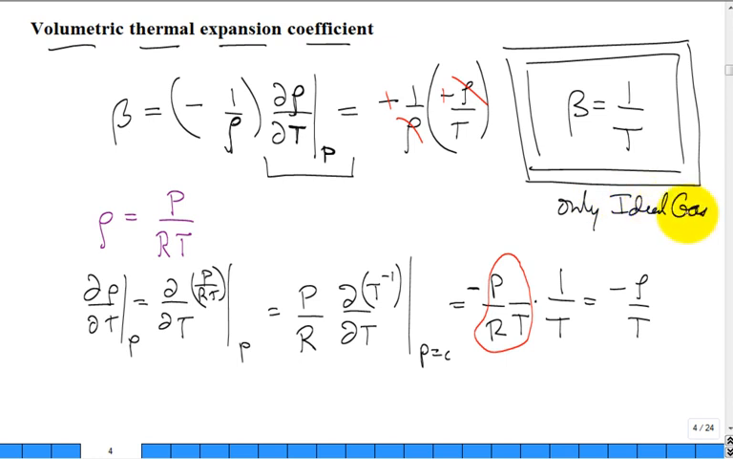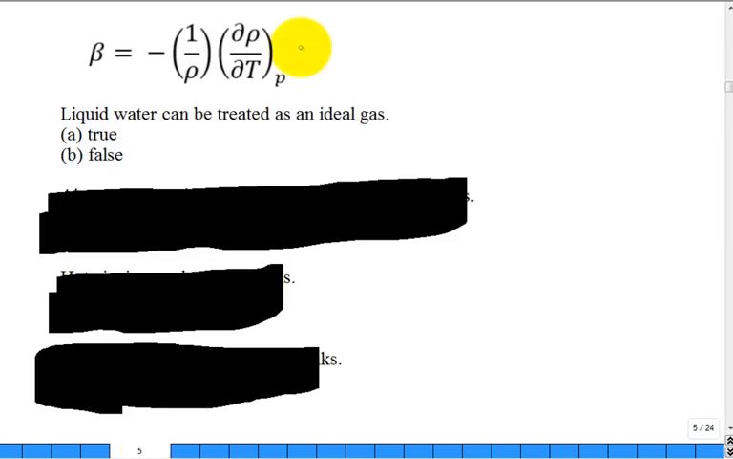Well, what happens if you don't have an ideal gas? Go back. This is a property of the substance, and look for it in a table somewhere. Somebody's made some measurements. All right. So this is the definition of beta.